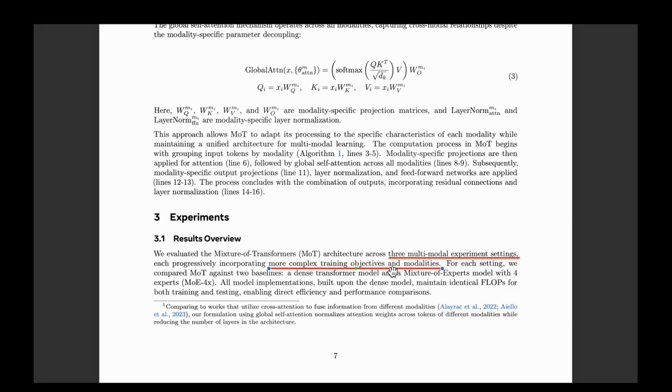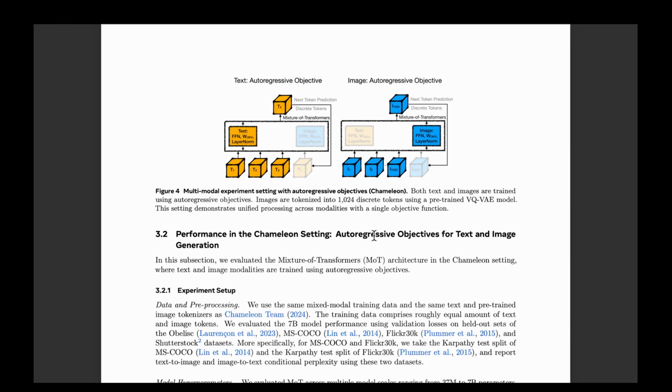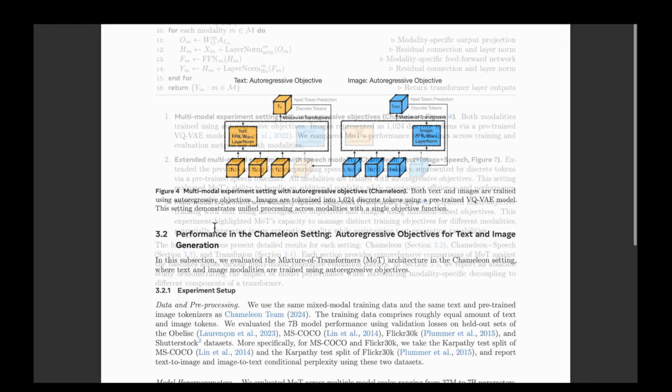In terms of the experiments, they do three multimodal experimental settings. With each setting, there's increased complexity both in training objective and training modalities. Now let's look at each of them and see how they go about. So the first one is the Chameleon setting, where they do an autoregressive objective for both text and images.